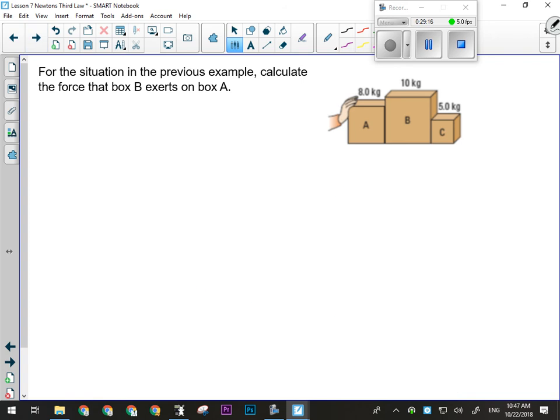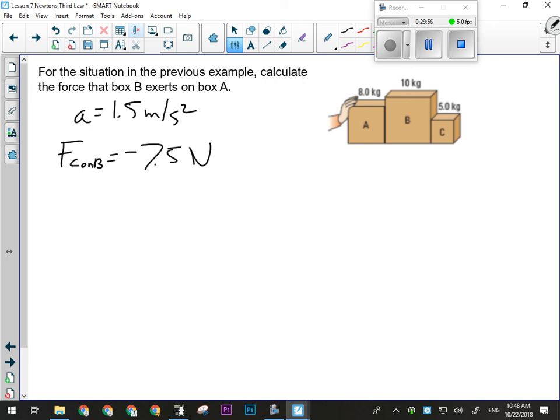Now, we'll go back to the previous example. Now I want to find the force that B exerts on A. So remember that we know the acceleration, and we know the force that C exerts on B. We calculated that to be negative 7.5 newtons. That's the information we have and all the information that we need. So we're trying to find the force that B exerts on A.